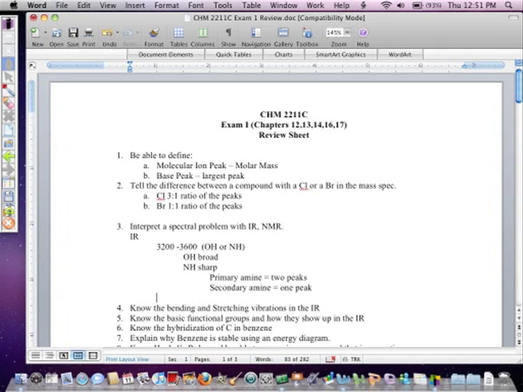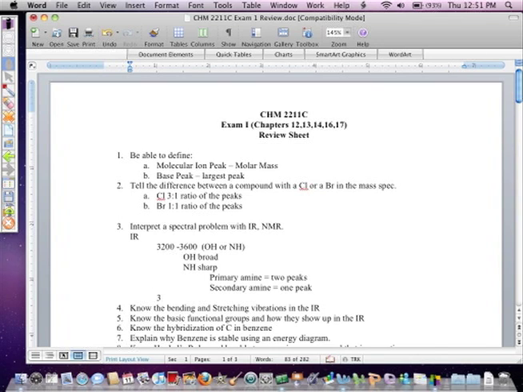Now, if you have a carboxylic acid, then that whole region gets wiped out because of all the hydrogen bonding. And if you're trying to differentiate between an amine and an amide, what do you have to look for? The difference between an amine and an amide is going to be a C double bond O.